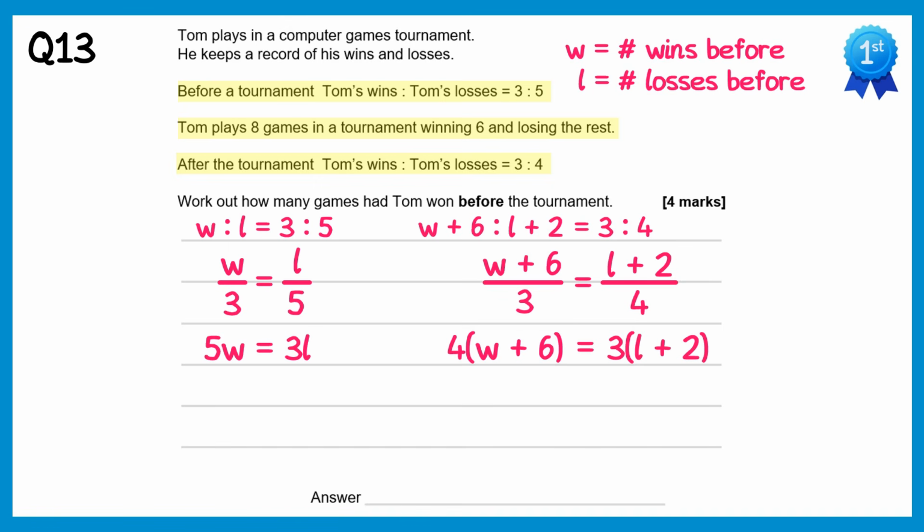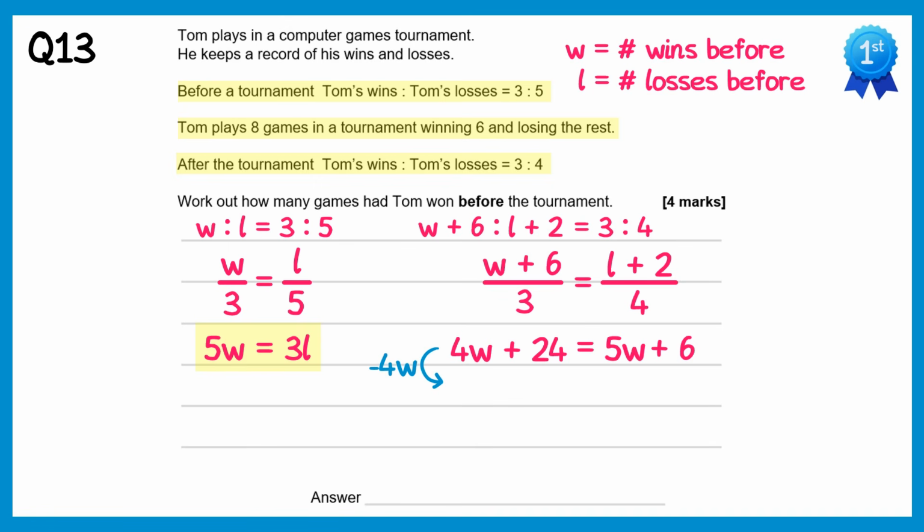Let's expand the brackets on the right one, so that becomes 4W plus 24 and 3L plus 6. Now notice on the left one here we have 5W equals 3L. This means we can replace the 3L in the right one with a 5W, like this. We now have an equation to solve in W.